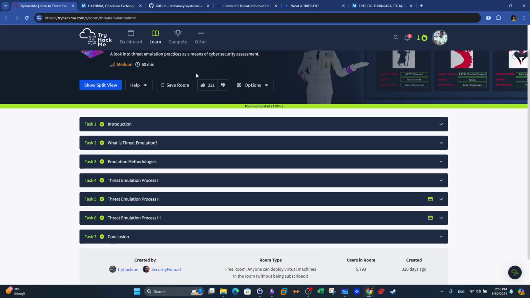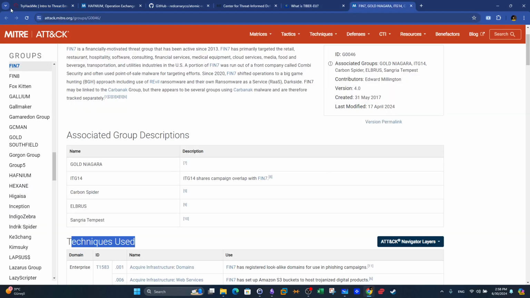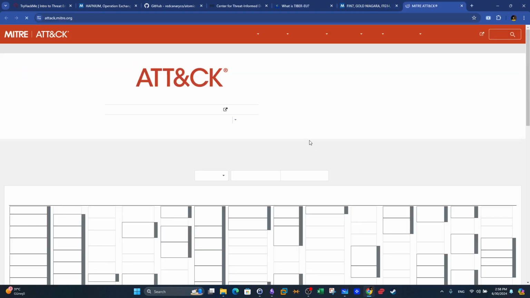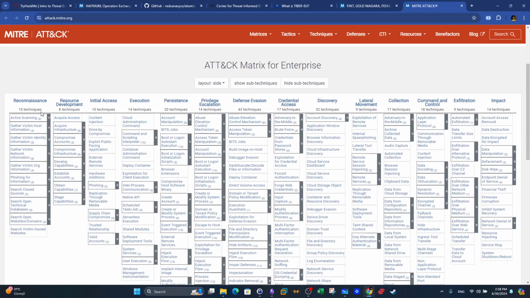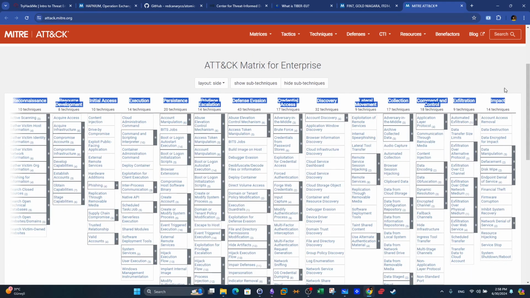Okay, let's go here and see where it is. So MITRE ATT&CK is the common knowledge base used for conducting all sorts of research on attackers' tactics, techniques, and procedures. As you can see here, these are called the tactics.